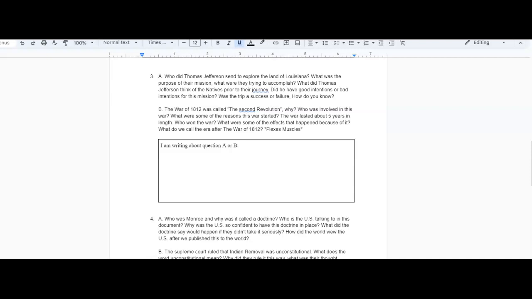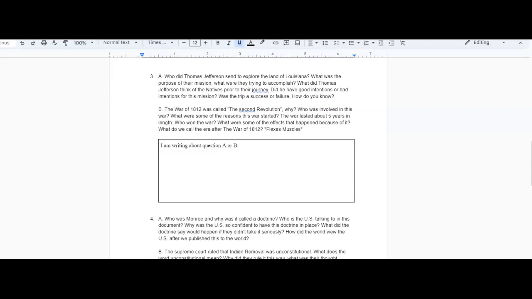All right, history friends, 3A says, who did Thomas Jefferson send to explore the land of Louisiana? What was the purpose of their mission? What were they trying to accomplish? What did Thomas Jefferson think of the natives prior to their journey? Did he have good intentions or bad intentions for this mission? Was the trip a success or a failure? How do you know? So that's option A. You only have to choose A or B. You don't have to do both.